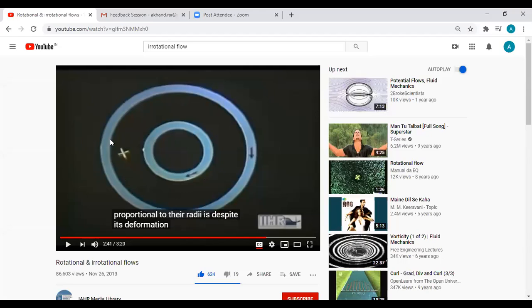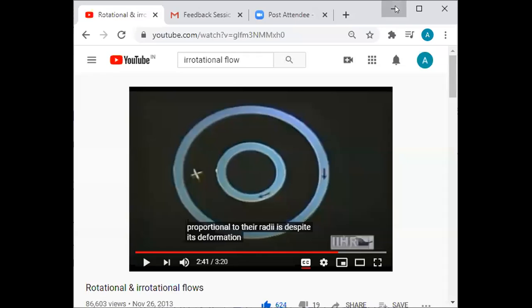For now, you can even perform this experiment at your home. Take water in a glass and then just rotate the fluid in the glass with some spoon or something, and then drop a matchstick. You can observe the rotational flow there as well. So I think for today it is enough. Any query, anything?